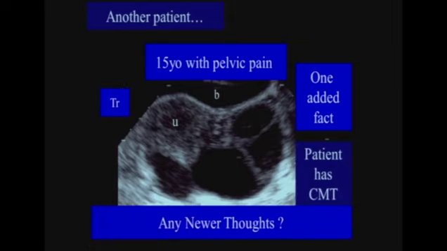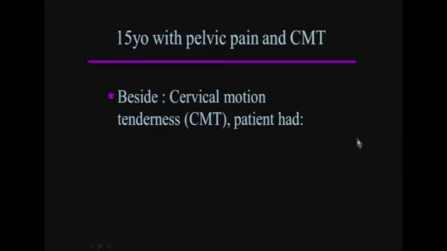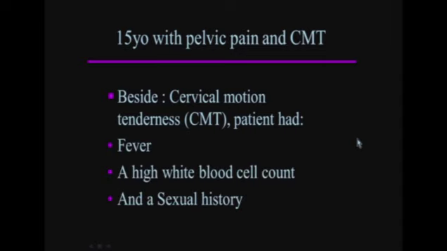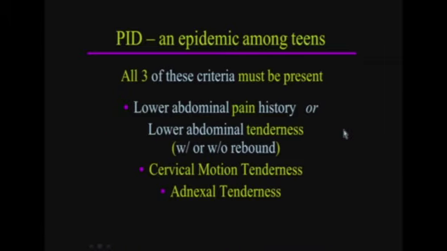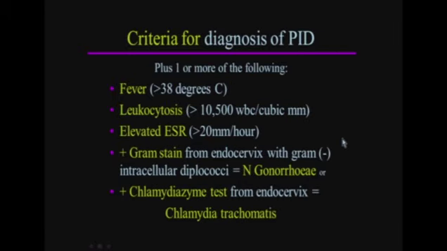With cervical motion tenderness, one has to know, again, that one has to consider, particularly in a case with fever or high white blood cell count and a sexual history, pelvic inflammatory disease, and in this case, a tubo-ovarian abscess. PID is epidemic among teens. All three of these criteria must be present to make the call. It includes lower abdominal pain history or lower abdominal tenderness with or without rebound, cervical motion tenderness, and adnexal tenderness.